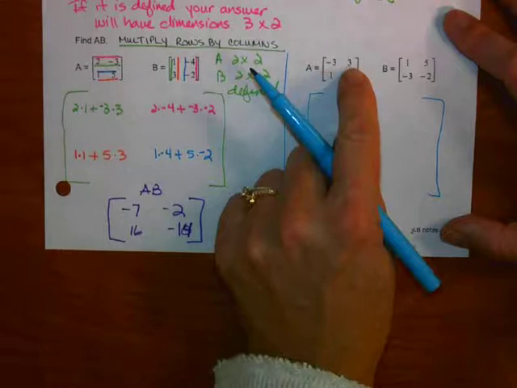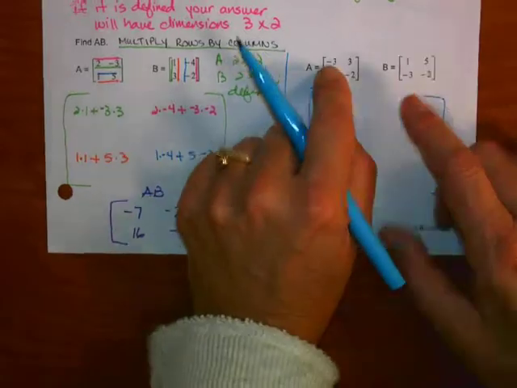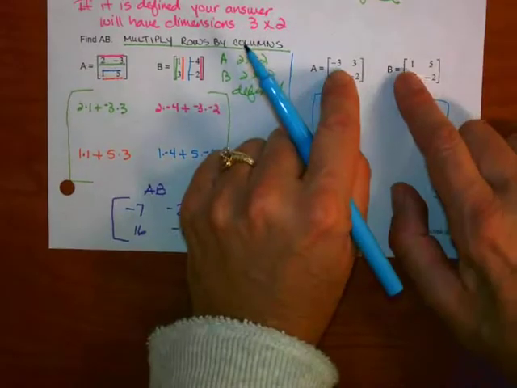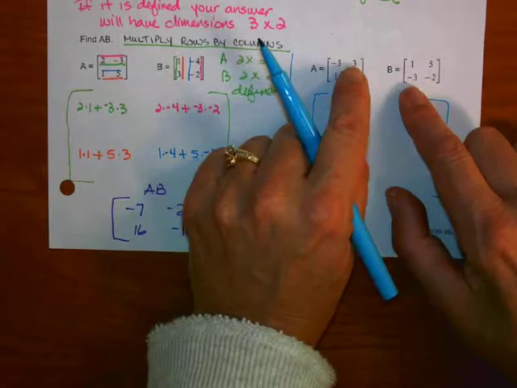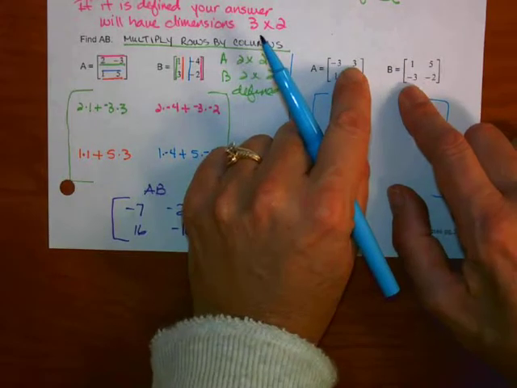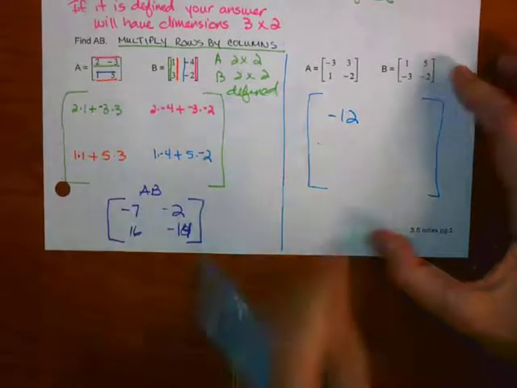So I'm going to do the first row by the first column. Do you want me to write it out, or should we just talk it through? Just talk it. Okay, so first row by first column. Negative 3 times 1 is what? Negative 3. Plus 3 times negative 3. 12. So negative 3 plus negative 9, negative 12 in my first spot.